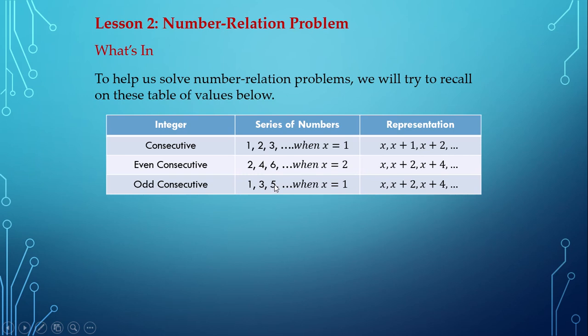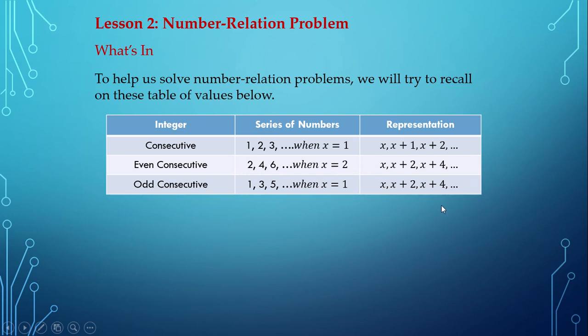To represent 5, that is x plus 4, knowing that the value of x is 1. Meaning, 1 plus 4 is 5. How about the next number after 5? 7. 1, 3, 5, 7. So, how do we represent 7 in a binomial? This one will be x plus 6. Meaning, when x is 1, 1 plus 6 is 7.